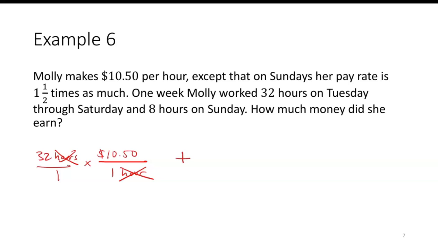And for Sunday, she worked 8 hours. Her base pay is $10.50 per hour. But she has an increase, she gets paid 1.5 times as much. So 1.5 times is the same thing as 3 halves. So I'll multiply by 3 halves. And then figure out those 2 multiplications, then add them together at the end.